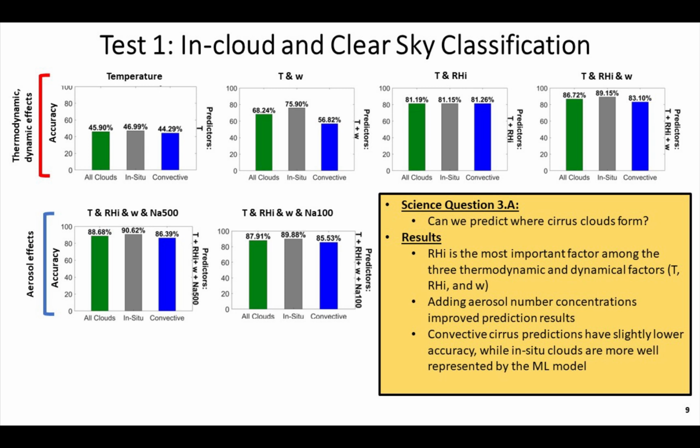So, getting into the results of these machine learning predictions. The first prediction was, can we predict where cirrus clouds form? The results showed that RHI is the most important factor among the 3 thermodynamic and dynamical factors. In other words, anytime the RHI was included as a predictor variable, we see the highest accuracy percentages. Adding aerosol number concentrations would also improve the prediction results. A general takeaway from here is that convective cirrus clouds usually had slightly lower accuracy, indicated by the blue bar, while in situ cirrus clouds were more well represented by the in situ model, with higher accuracies.